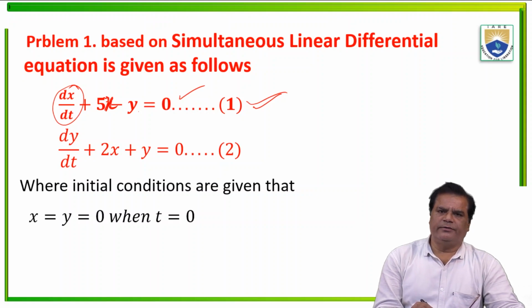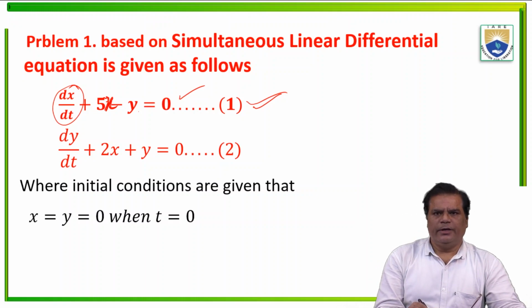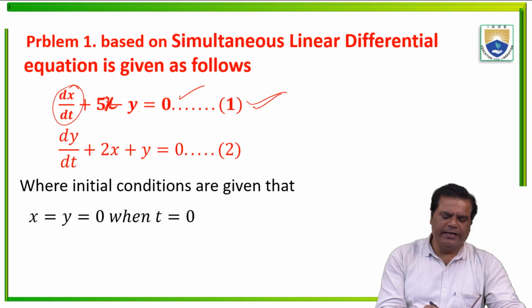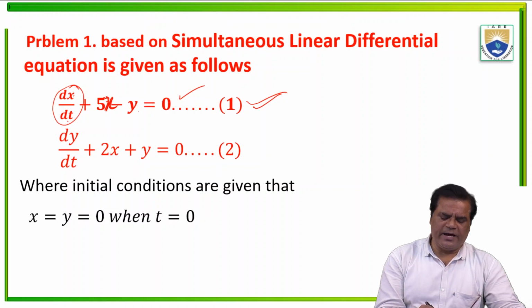This is equation 1. B. This is 5x minus y equal to 0. This is equation 1. In one equation we see that dx over dt, here differentiation of x with respect to t. So x is the dependent variable and t is the independent variable.